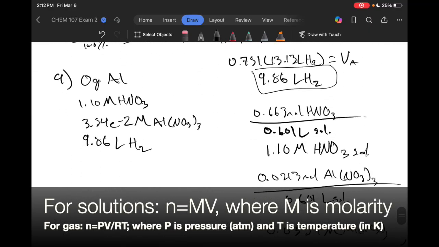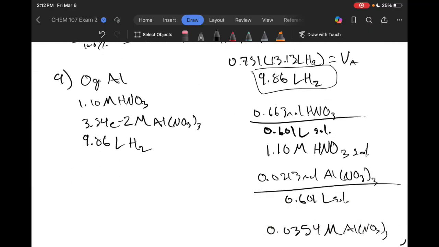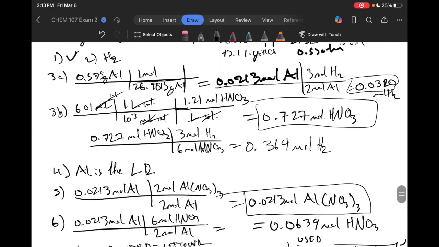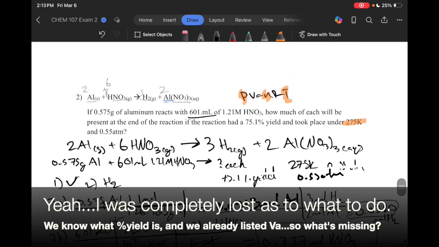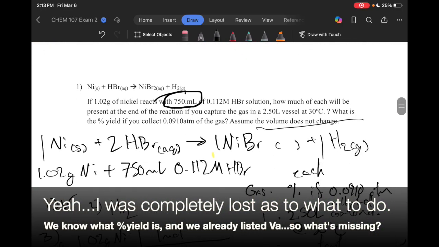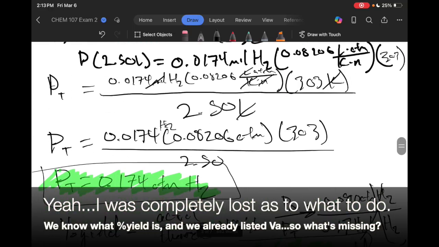Okay, and now the fifth thing. What's the last thing we need to write down? So we got 1, 2, 3, 4. So if the reaction has a 75.1% yield, let's see back up here what they said. What is the percent yield if you collect... Well, it's not changed.